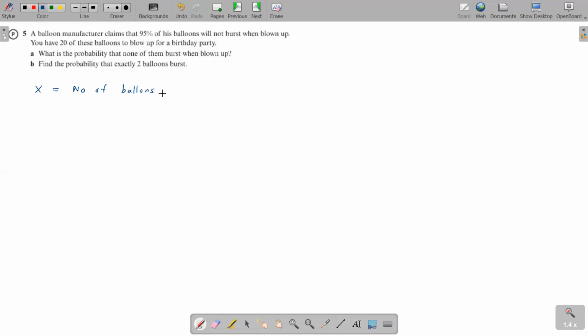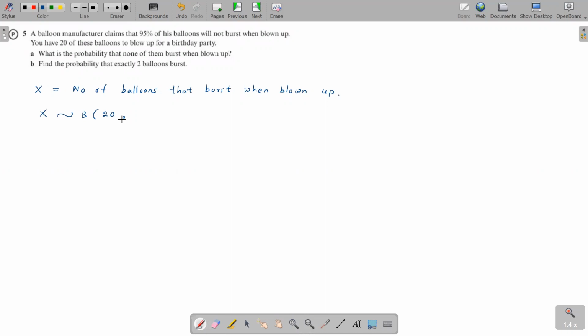Number of balloons. Now you need to decide which way you go here: the number of balloons that burst or that do not burst. Let's say the number of balloons that burst when blown up. If you define x as the number of balloons that burst, what does x follow? X follows a binomial distribution. What's the fixed number of trials? How many balloons are we using here? 20.